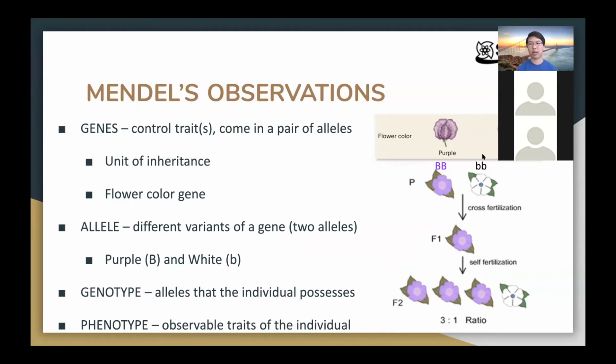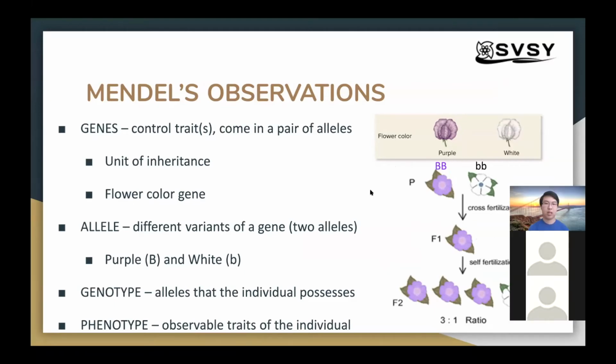So genes control traits like the flower color. And they come in a pair of different alleles. So as you can see here, alleles are different variants of a gene. And so, for example, he would call the one that caused the flower to be purple uppercase B or big B, and the one that causes white flowers little b or lowercase b.